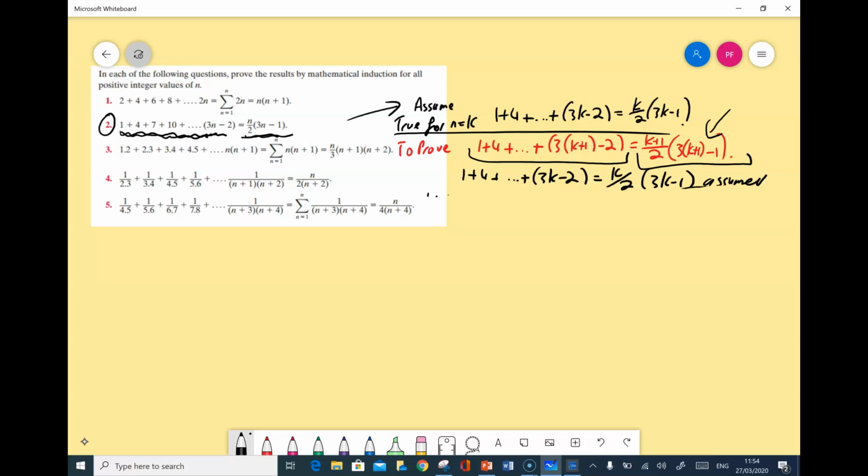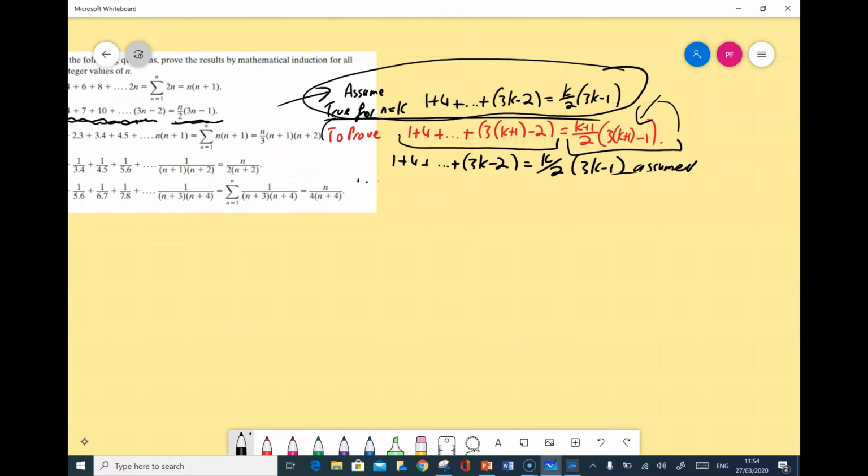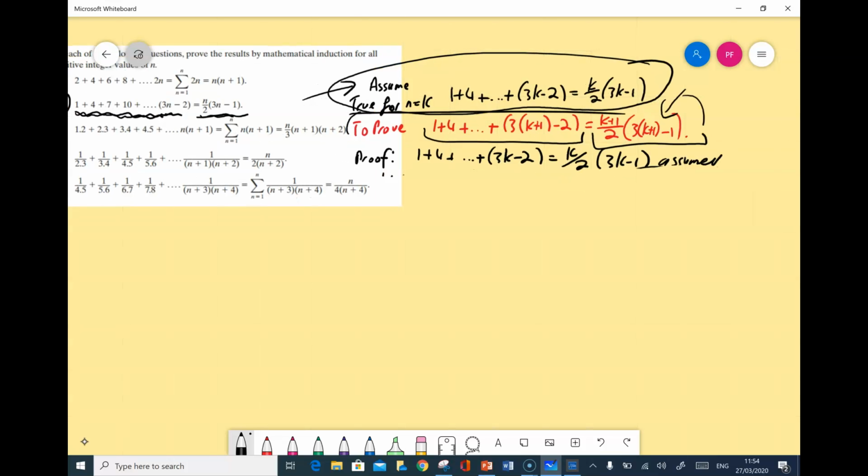Then we put in our assumption. This is our assumption, so you can stop the video here while you do that. Then you put in what you have to prove, it's here in red. And then we start our proof here with our assumed. Okay, so we're down here to our assumed.